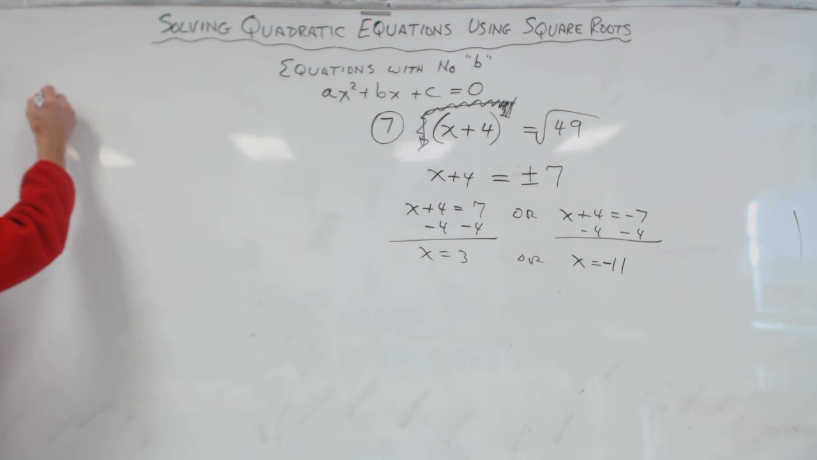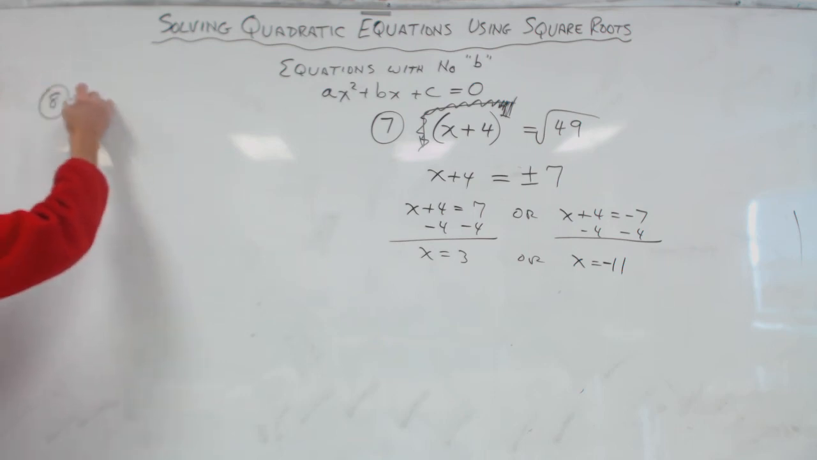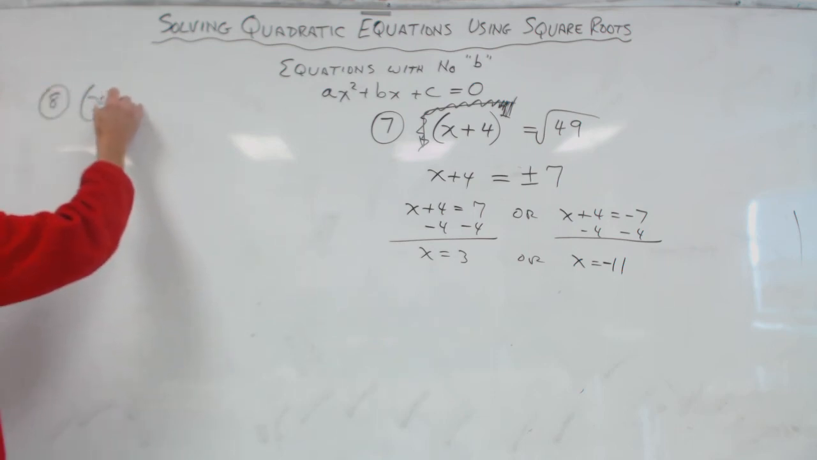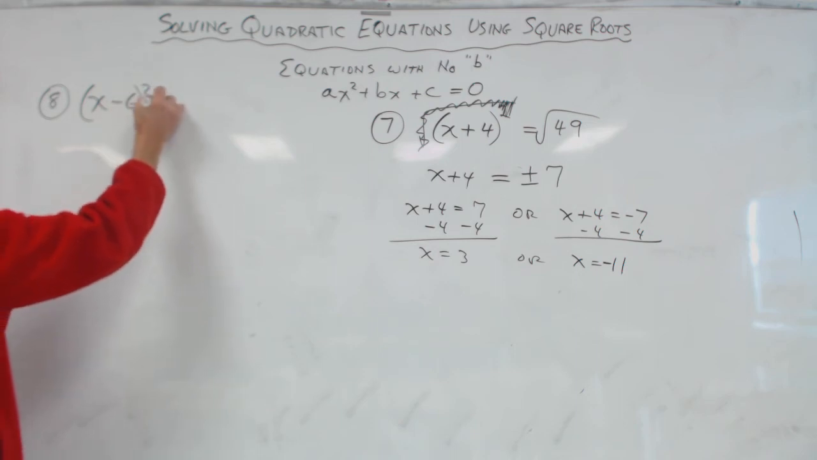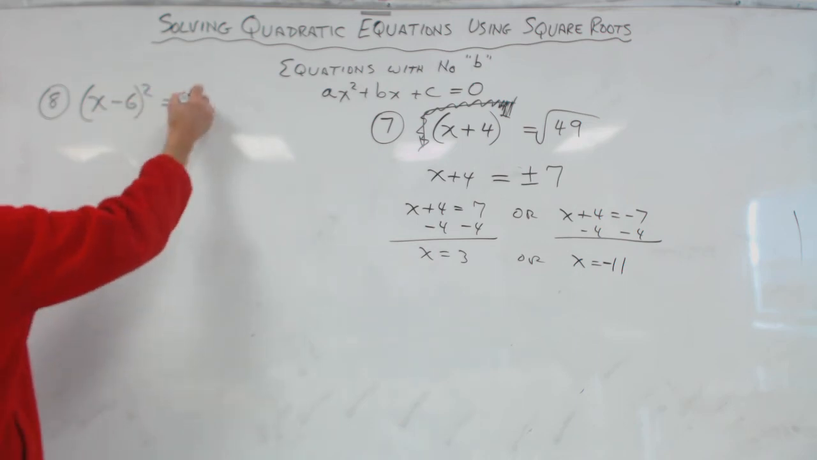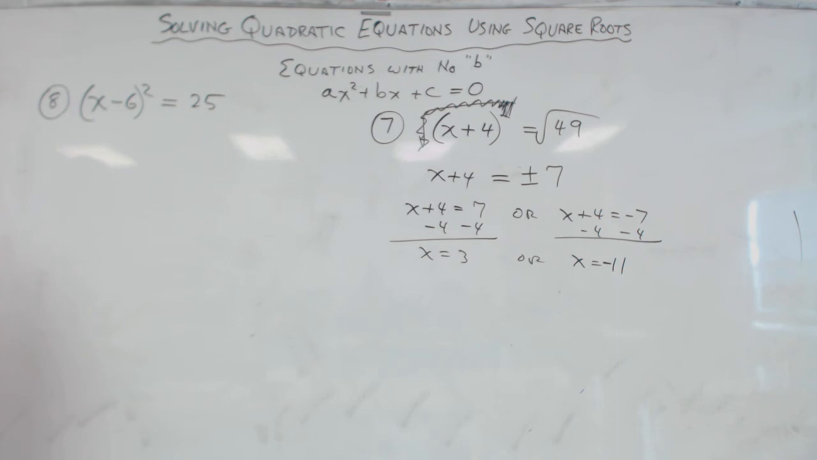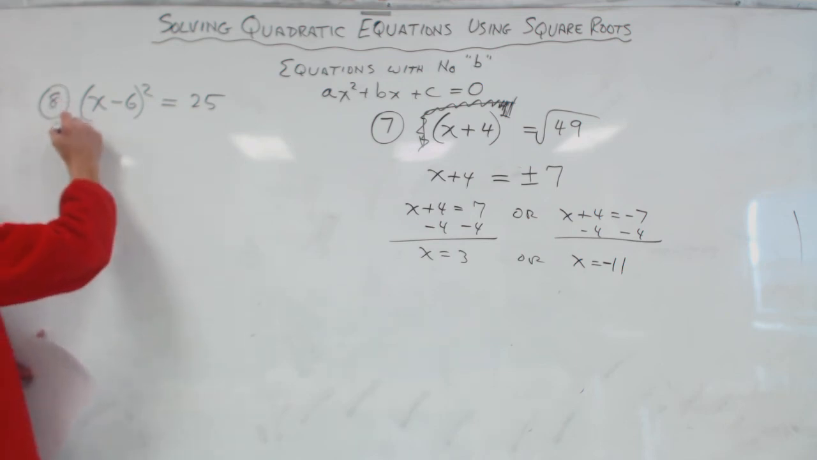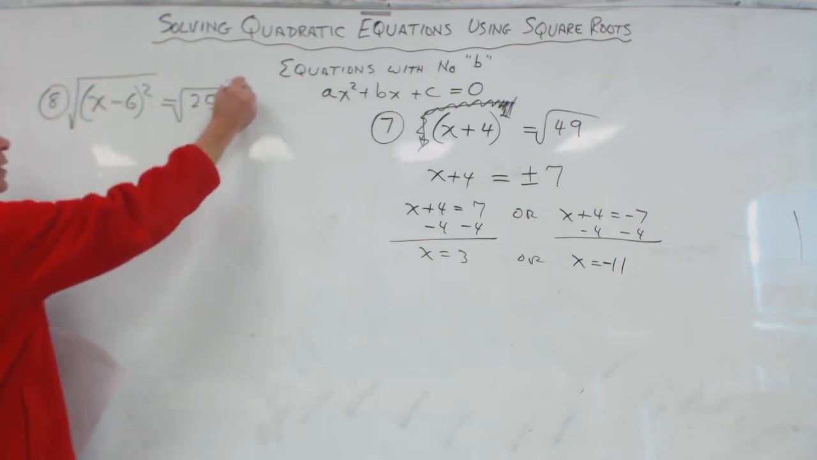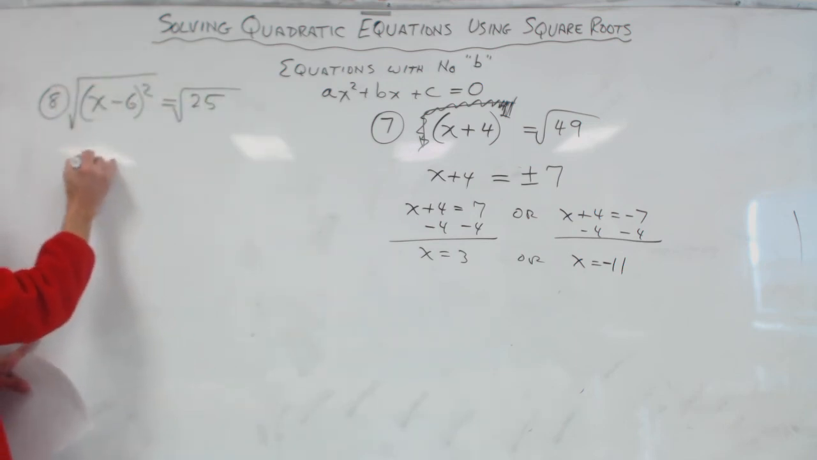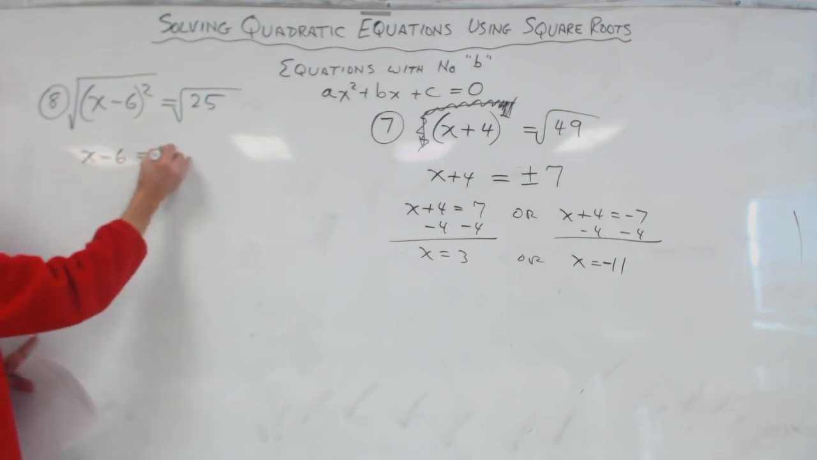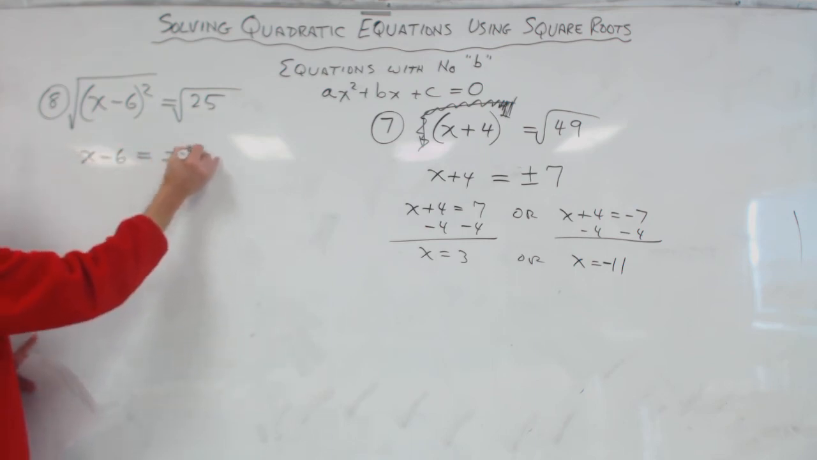8. What if I gave you (x - 6)^2 = 25? What would I do? Okay, don't you square root x minus 6? Yes. I'm going to square root this side, square root that side, so x - 6 = plus or minus 5.